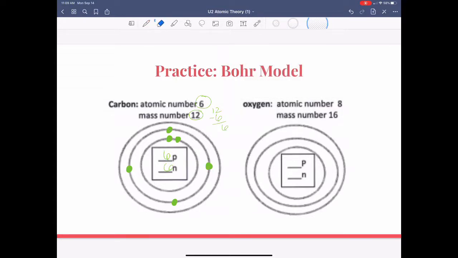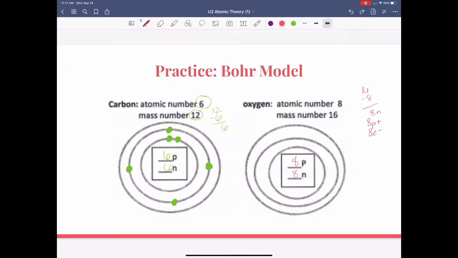Atomic number of 8. So I have 8 protons. And then a mass number of 16. So 16 minus 8 gives me 8 neutrons. All right, these just so happen to be the same. They may differ, all right? But you have 8 protons, 8 neutrons. Since this is neutral, I also have 8 electrons because I had 8 protons. They have to be balanced.